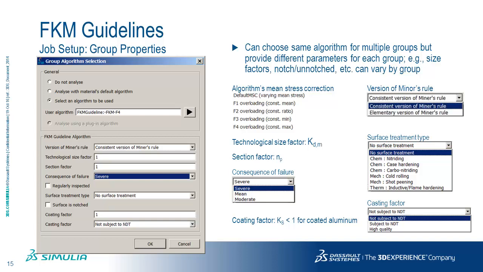relevant factors here. There's some details. You might want to look in your proceedings afterwards if you're really interested in following all of these things. For example, there's this technological and section factor and so forth. You may need to use different factors in different regions. So obviously, you just divide your model up into different groups, and you assign the algorithm on a group-by-group basis, and then set the tuning parameters as needed, right?